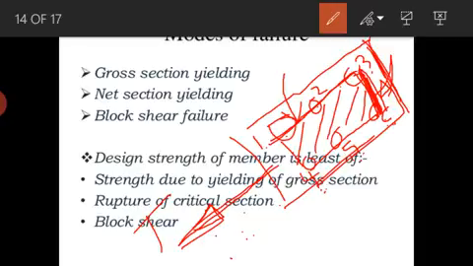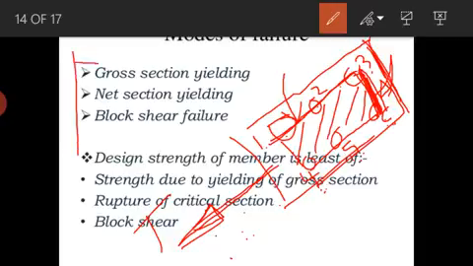Either it may fail by yielding or it may fail by fracture. So that combined effect of shearing and tearing is what we call a block shear failure. There are various modes of block shear failure. One video is already provided on that, so please go through that video and try to understand these three modes of failure.